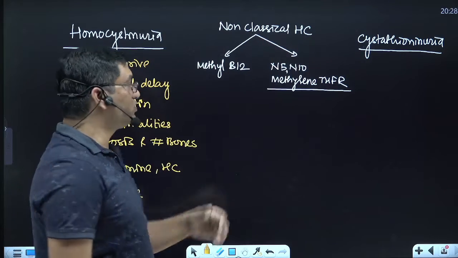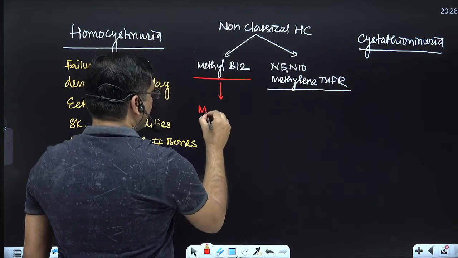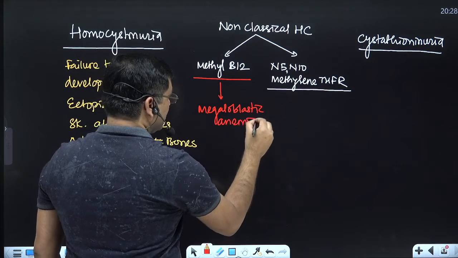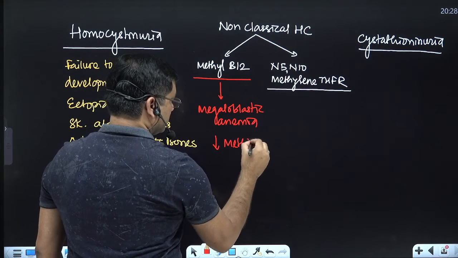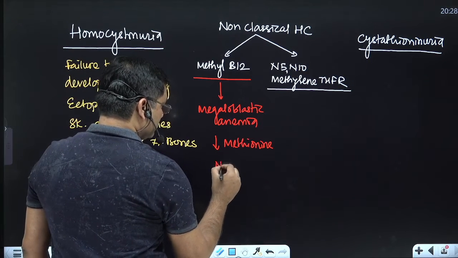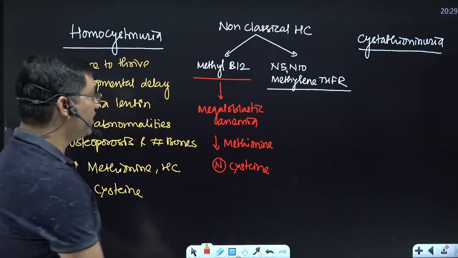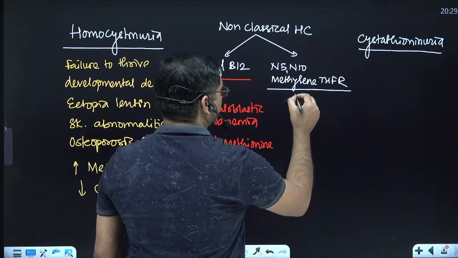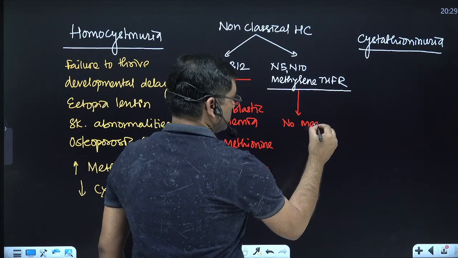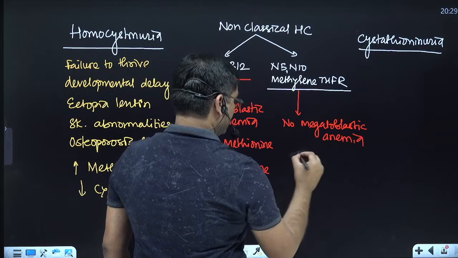In the non-classic homocystinuria, due to methyl B12 deficiency, this will manifest as megaloblastic anemia. There is a decrease in the methionine level, and cysteine levels are normal. In N5, N10 methylene tetrahydrofolate reductase defect, there is no megaloblastic anemia. There is a decreased methionine level.